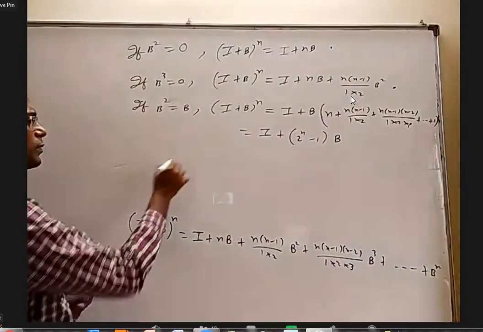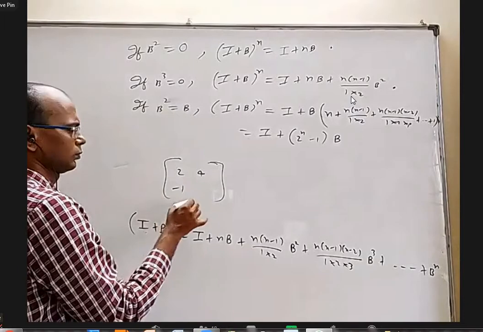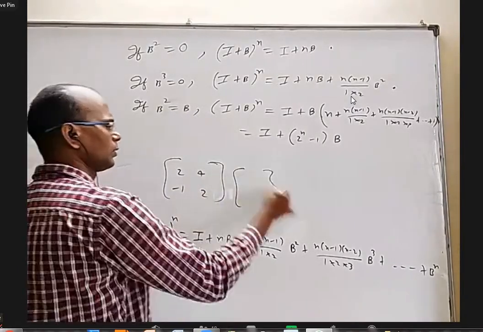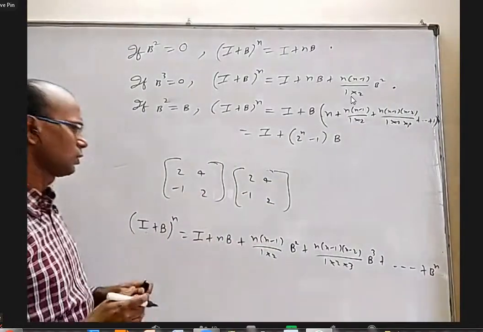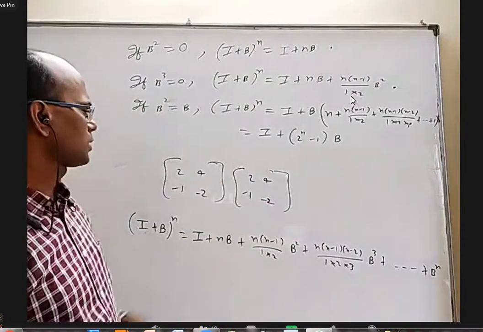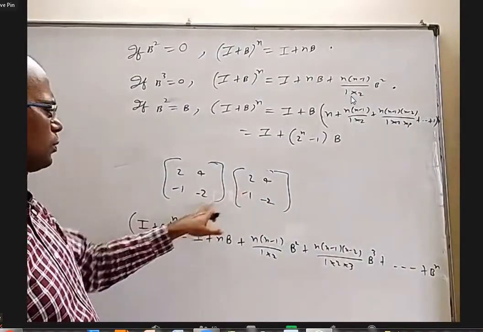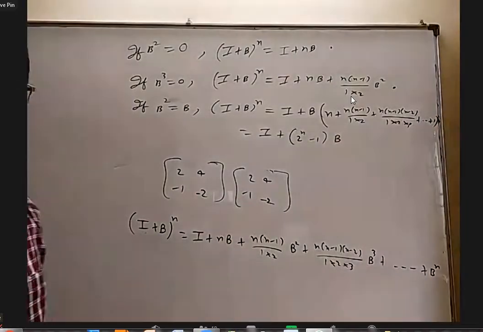Yeah, you want to tell something? 2 4 minus 1 2. Minus 2, sir, not 2. Okay. 8 minus 8 and minus 2 plus 2 minus 4 plus 4. Yes, it's correct. Okay, sir.